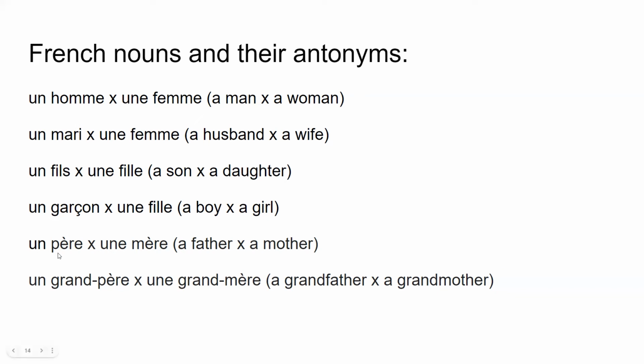Un père, which means a father, is the opposite of une mère, which means a mother. Un grand-père, which means a grandfather, is the opposite of une grand-mère, which means a grandmother. Note that père, mère, grand-père, and grand-mère all have an accent grave on their first e. Moreover, the word garçon has a little cedilla underneath the c.